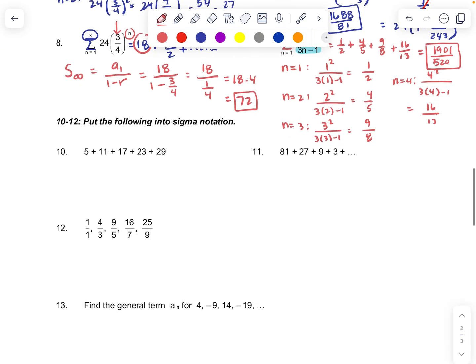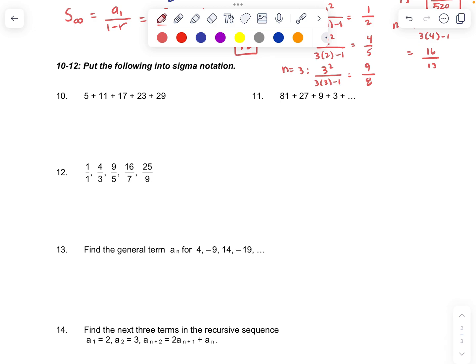Okay, getting close. All right, let's look at number 10. This one says put into sigma notation. You guys remember sigma is just this little symbol, right? That means to add up. So let's go ahead and get our boundaries established here. So I'm going to do a little sigma. Hey, if you want to make your life easy, start at n equals 1. If you want to make it hard, start somewhere else, but it's going to be kind of harder, okay?